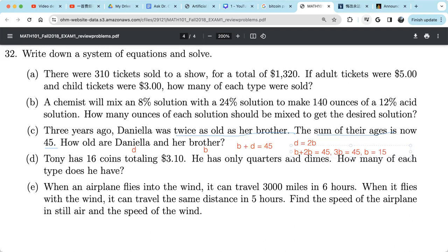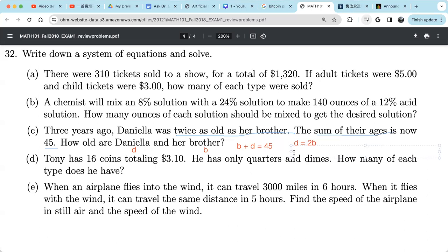If B equals 15, and B plus D equals 45, so D is 30. And then indeed, 30. Oh, hold on. This is wrong. Sorry, I made a mistake, because this is 3 years ago. I forgot to consider the situation of 3 years ago. B and D are the ages of them now, but 3 years ago, so we need to consider the 3 years ago.